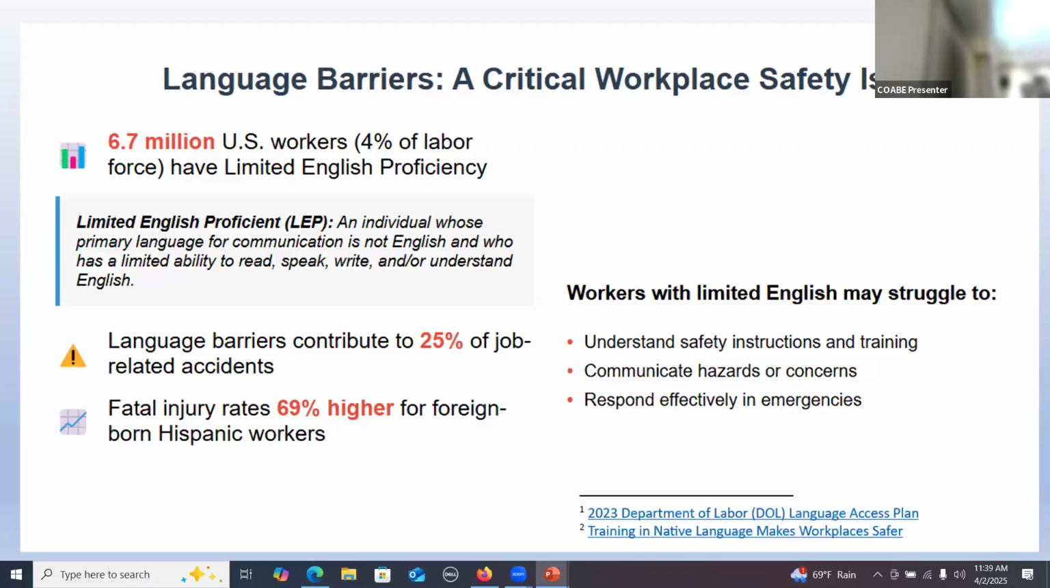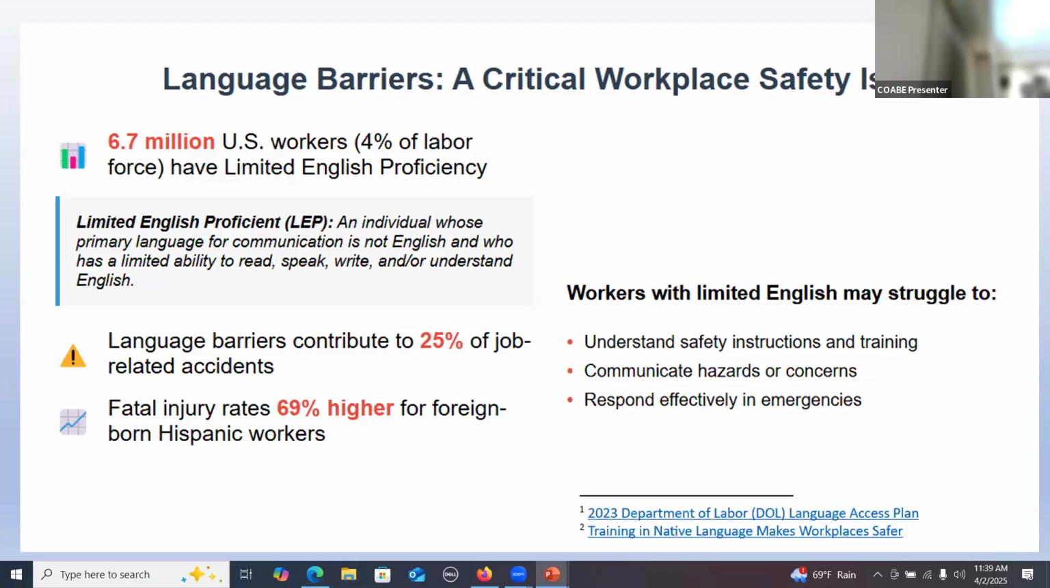Recent OSHA reports said that language barriers contributed to 25% of job-related accidents. So that's quite a staggering statistic, and it really resonated with me. I mean, every fourth job-related accident had something to do with a language barrier. And the fatal injury rates were 69% higher for foreign-born Hispanic workers than they are for American-born Hispanic workers, whose English skills tend to be better than those of the foreign-born workers.